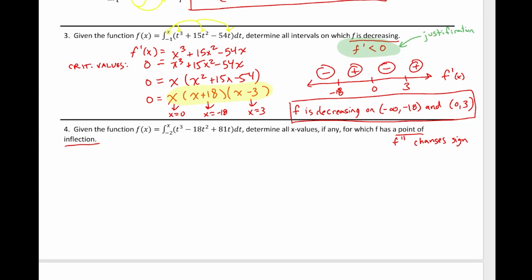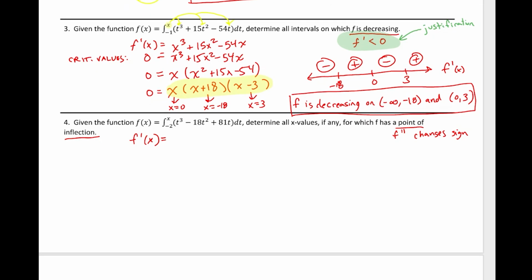So we are going to have to create a sign chart like we did in the last problem, but we'll do it for f double prime. So let's start with f prime, because we can't find f double prime until we find f prime. And we're going to use part 1 of the fundamental theorem to do that. We're going to substitute in the x everywhere we see the t's. So we're going to have x cubed minus 18x squared plus 81x.